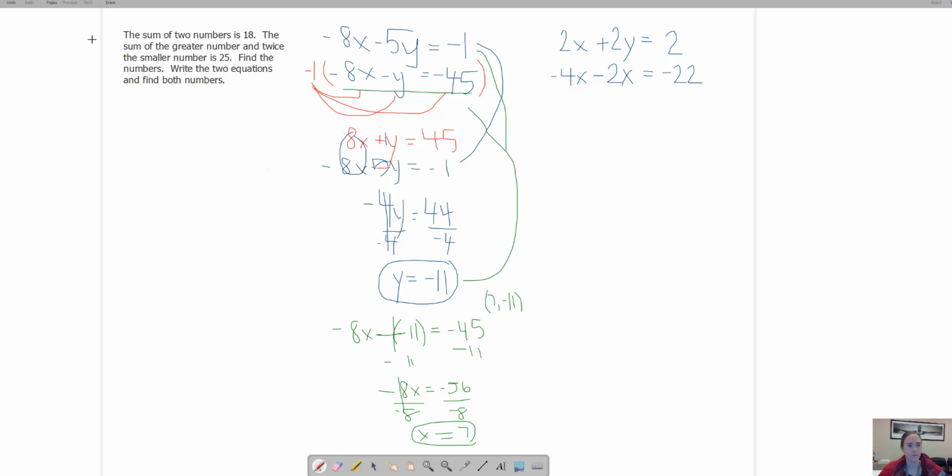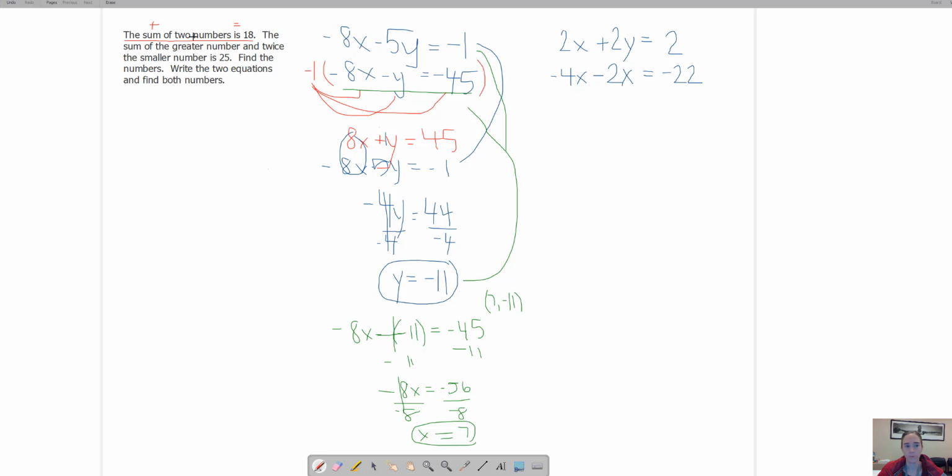All right, so let's move over to this little story problem here. So this one says the sum of two numbers is 18, the sum of the greater number and twice the smaller number is 25. Find the numbers. Okay, so taking this first part right here, the sum of two numbers is 18. So is always means equals. Sum means we're adding some stuff together.